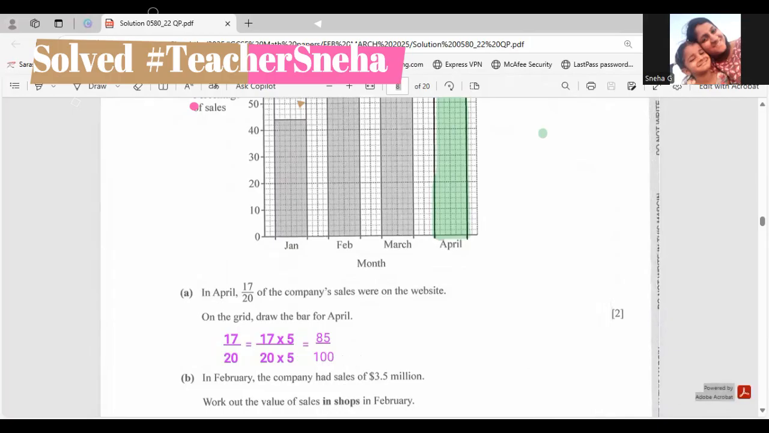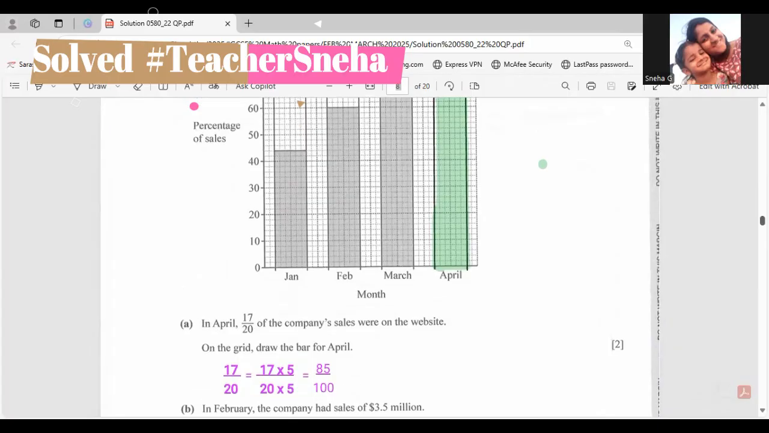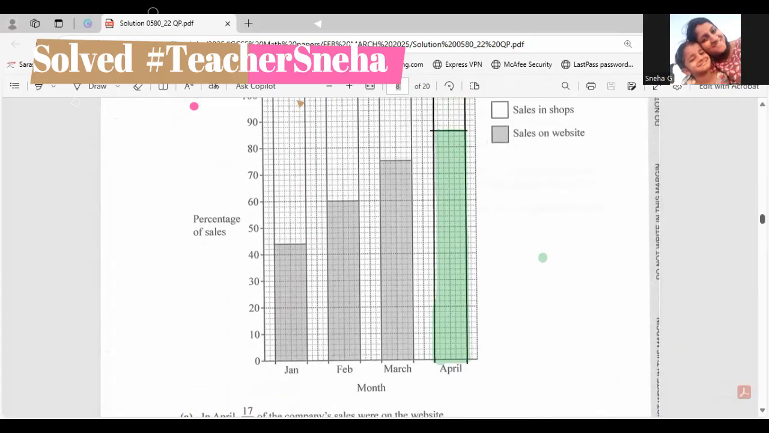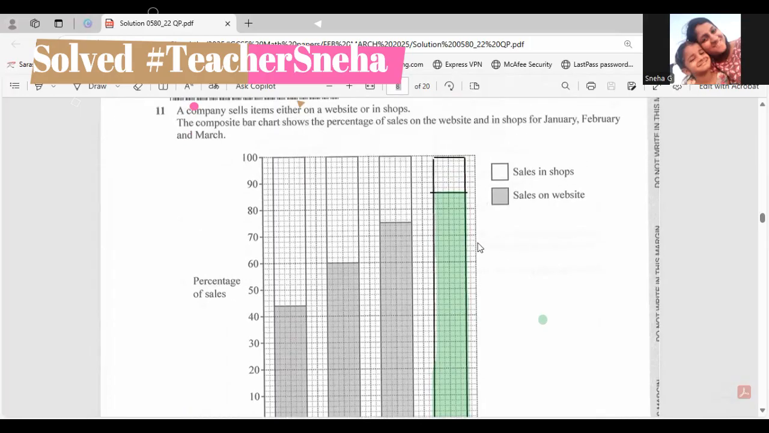So putting that up on the graph, we put this 85 here on the website number, and then the remaining number is the sales in the shop. I have chosen a different color to shade the estimated region, because these three were already plotted and this is the newly plotted one which you had to plot on the provided graph.